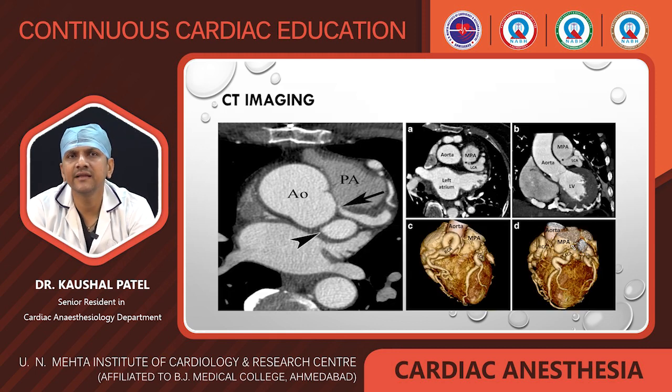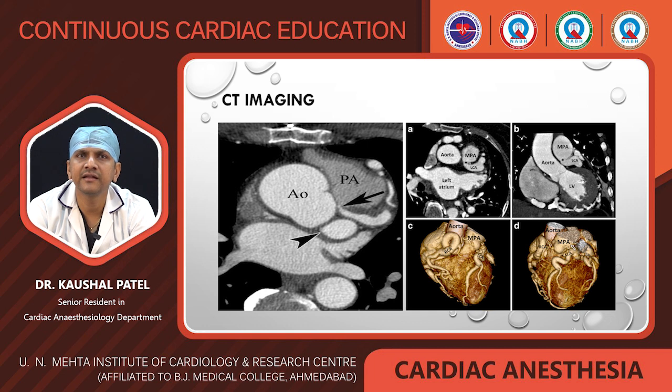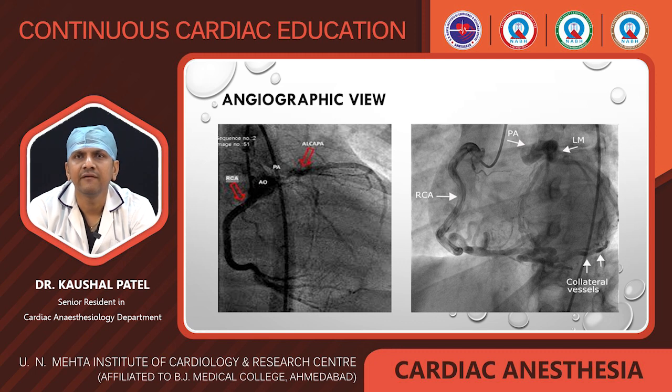Now coming to the CT imaging. CT imaging is also one diagnostic modality for the diagnosis of ALCAPA, in which we can see that from the aorta the opening of the right coronary artery is seen, and from the pulmonary artery we can see the opening of the left main coronary artery. In angiography, we can assess the size of the right coronary artery and the collateral development from the right coronary artery to the left coronary artery.